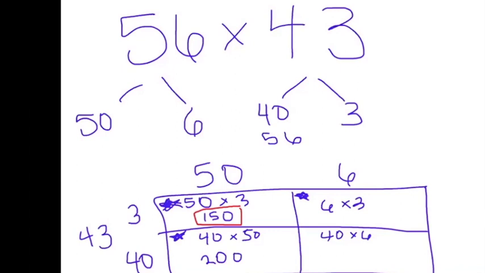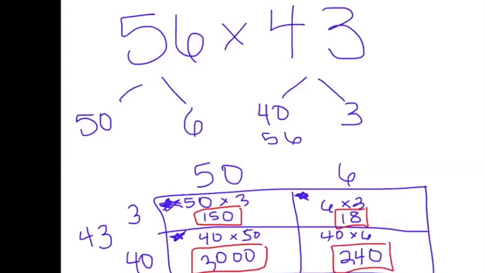2,000. Good job. What about 6 times 3? 6 times 3 is 18. Good job. And then our final one, 6 times 40, is 240, because 6 times 4 is 24, and then you add the 0. Good job. 24, and then we're going to add that 0. I have all my boxed up numbers. What is my next step going to be?